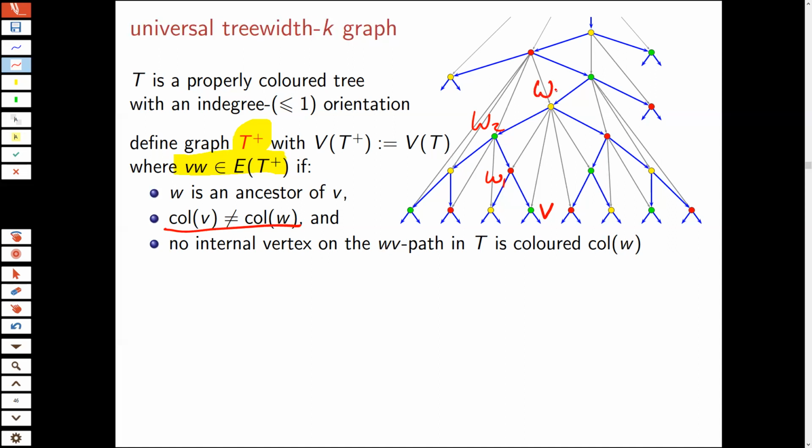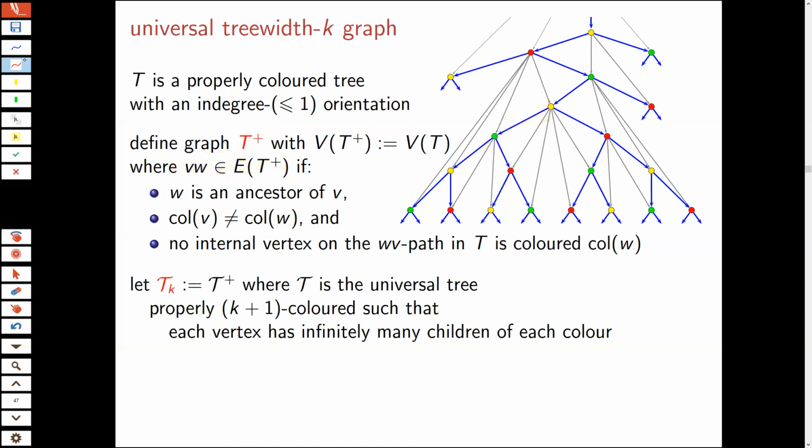What about W3, this yellow vertex? W3 is an ancestor of V in the tree. They have different colors, and no internal vertex on the VW3 path is colored yellow. So that means I do add the edge VW3 into T plus. So that defines T plus.